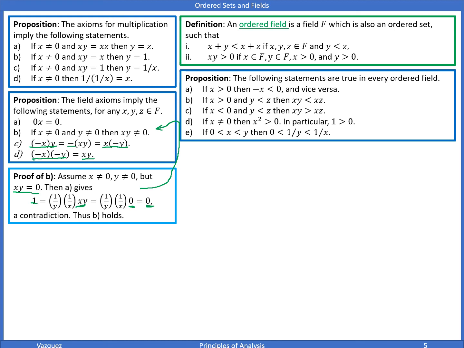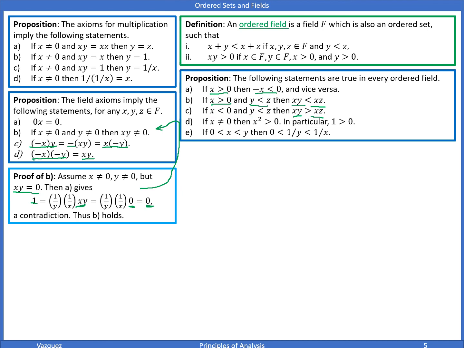And then again, we have more propositions, more little theorems. And again, this is all preliminary stuff. Maybe you haven't seen it in detail though. So these are true in any ordered field. If x is greater than 0, then negative x is less than 0. Vice versa as well. If x is greater than 0 and y is less than z, then xy is less than xz. The product is less than that other product. If x is less than 0 and y is less than z, then xy is greater than xz. So similar to the one above, just flipping some signs.